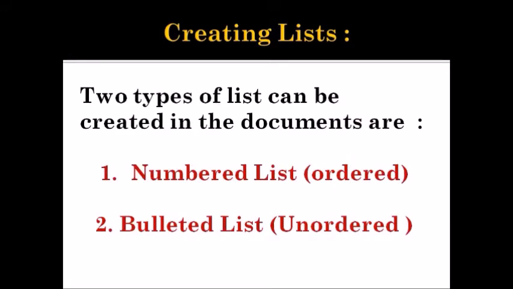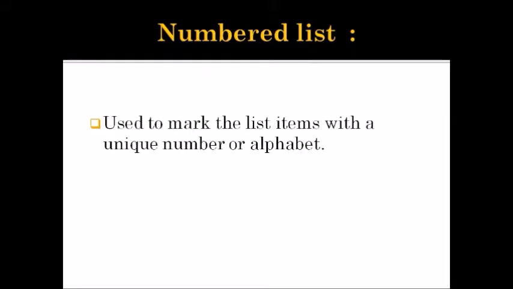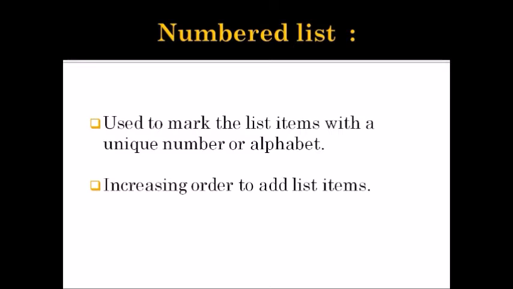Word 2010 offers the facility to create a list automatically. Two types of list can be created in the document: the number list, which means an ordered list, and the bulleted list, which means an unordered list. First, the number list. The number or ordered list is used to make list items with unique numbers or alphabets. These numbers appear automatically in increasing order as you add list items. By default, Microsoft Word applies Arabic numbers to your list.